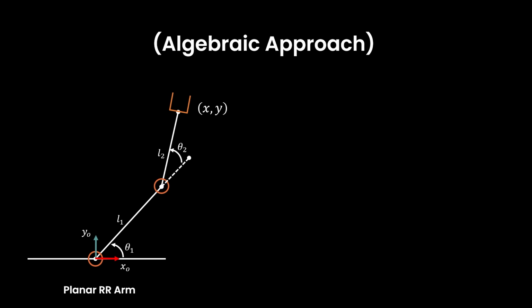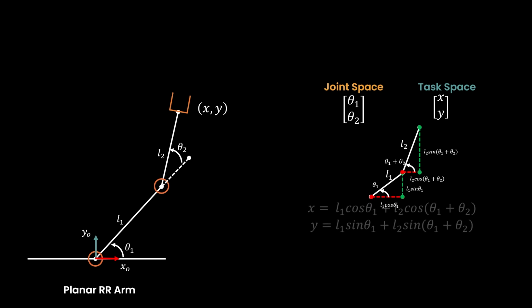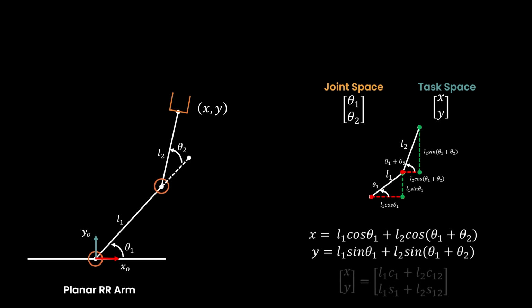First, we're going to analyze this from a completely algebraic perspective. To get a formula from the robot joint angles to the robot task space, we can build out the robot as simple triangles. This visual makes it simple enough to compute the task space end effector position from the triangles to get the x and y position relative to the robot joints. And then we can rewrite this position as a matrix with simpler notation.